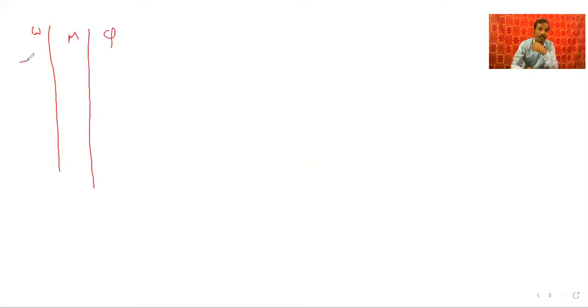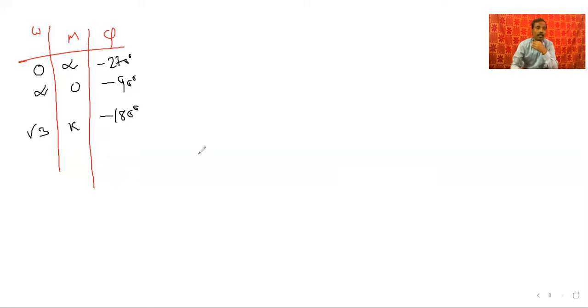Just again, omega, M, phi. The first point is omega 0, infinity, 0, then minus 90 degrees, minus 270 degrees, and the calculated value, minus 180 degrees. This is root 3 and this is K.